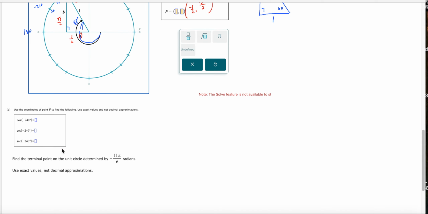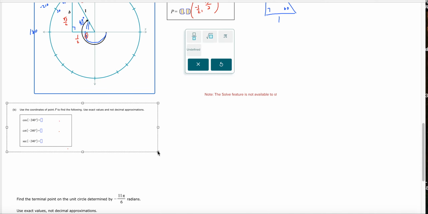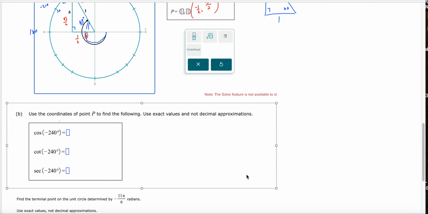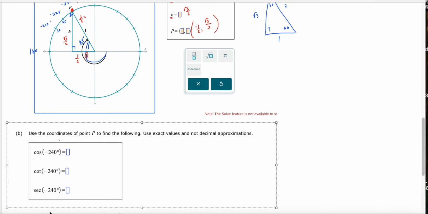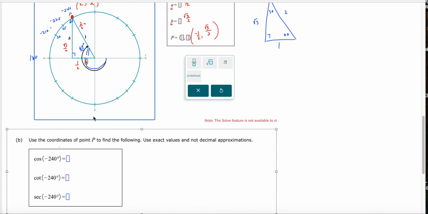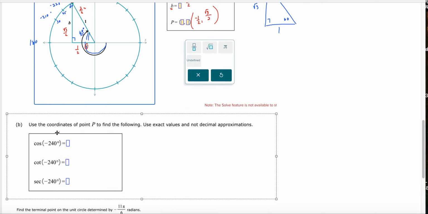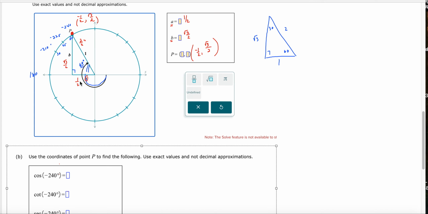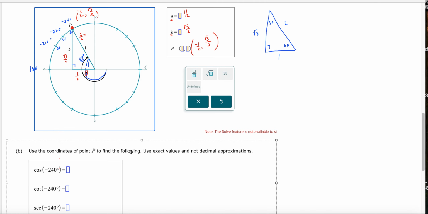So now let's use that same information to answer a couple more questions. So we're going to look at this. Let's move this down. Let's make this a little bit bigger. So now we're going to use that information to look at the exact values of some other trig functions. So we just built the triangle for the angle negative 240 degrees. So now we could find any of the 6 trig ratios of that angle.